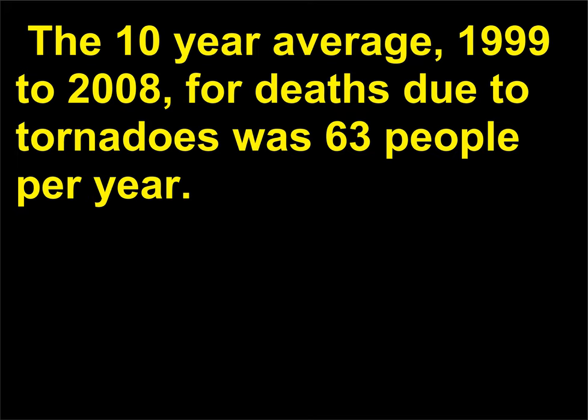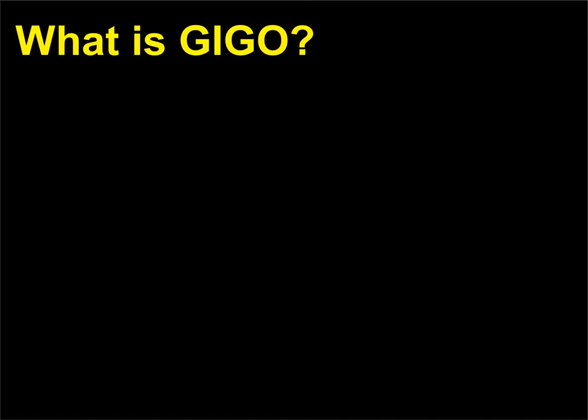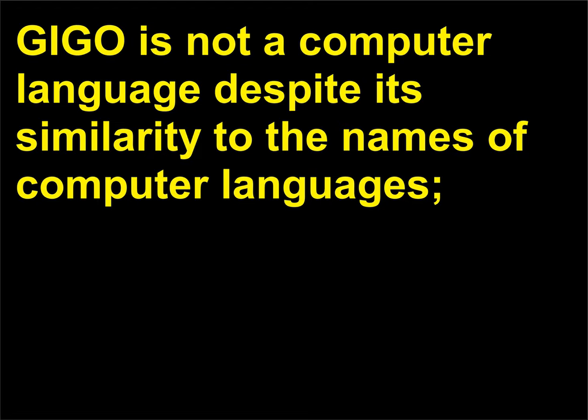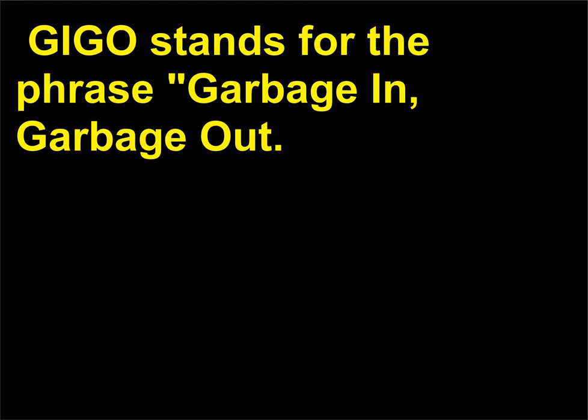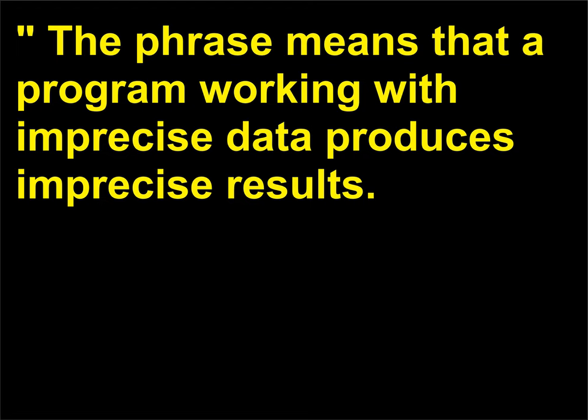What is GIGO? GIGO is not a computer language despite its similarity to the names of computer languages. Instead, it is an acronym for the truism that one gets out of something what one puts into it. GIGO stands for the phrase garbage in, garbage out. The phrase means that a program working with imprecise data produces imprecise results.